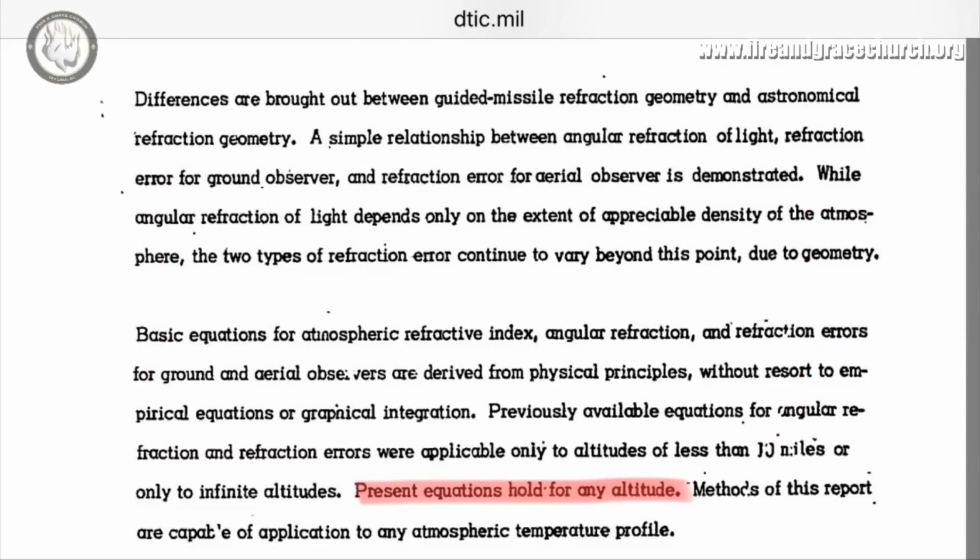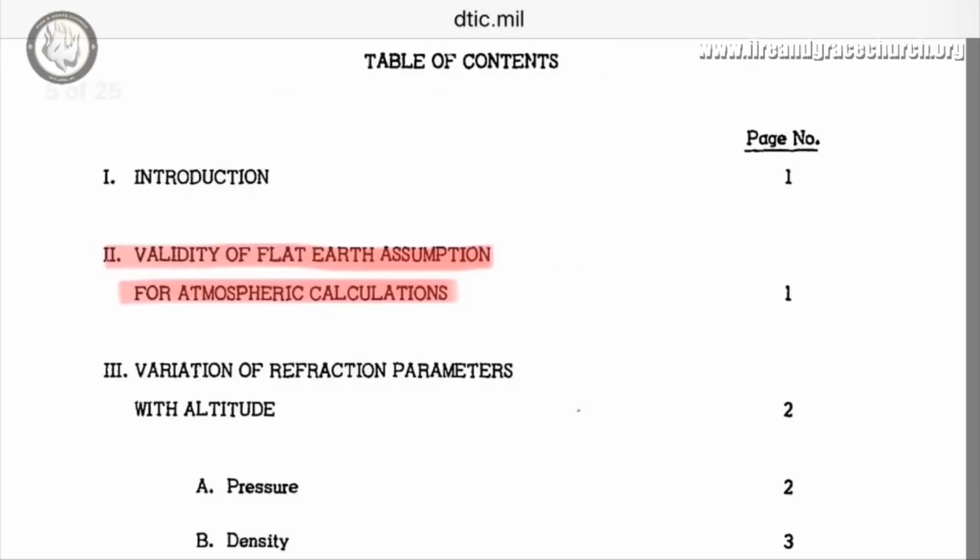It says, here, now I want to point this out. Present equations hold for any altitude. Everybody see that? I don't have time to read all of it. Present equations hold for any altitude. All right, let's see what they're talking about. Table of contents, introduction, validity of flat earth assumption for atmospheric calculations. Validity. You know what validity means? Something that is a solid fact.